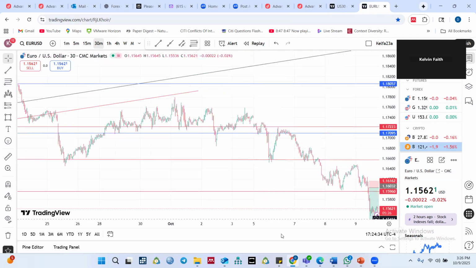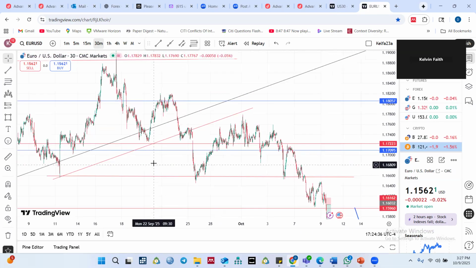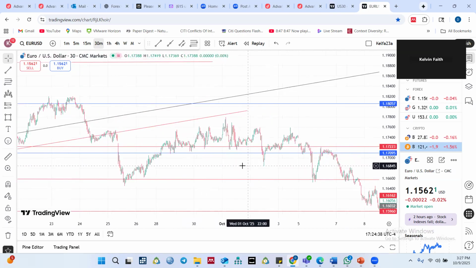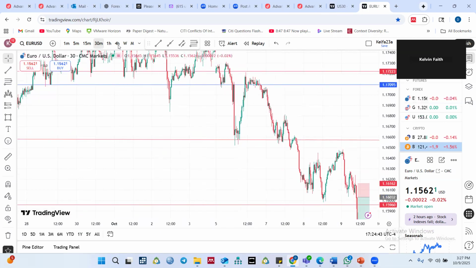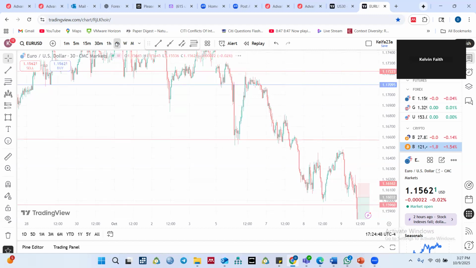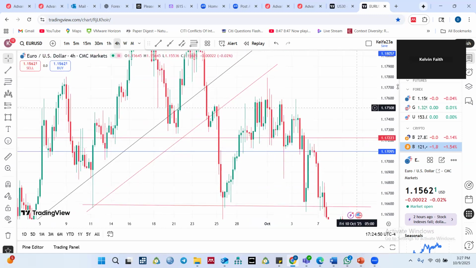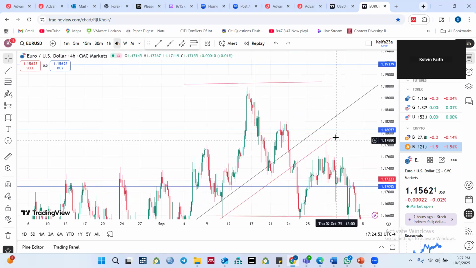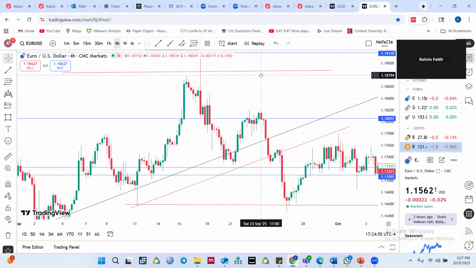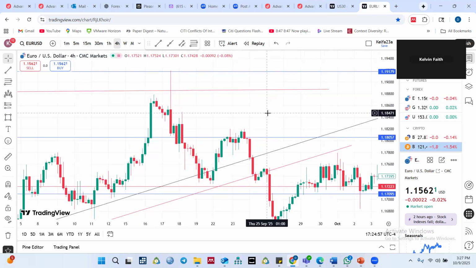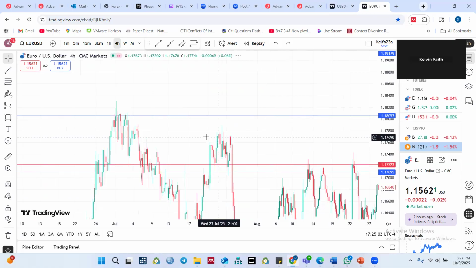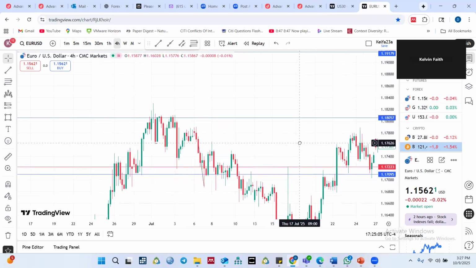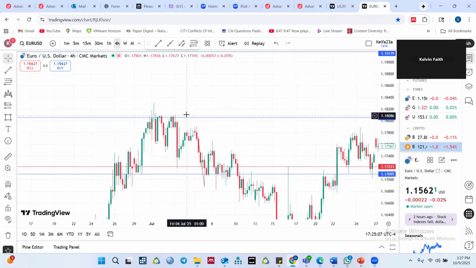Let's say this is Euro USD. Forget about the lines. Let's go to the 4 hour time frame on Euro USD. This is Euro USD, and this is on TradingView. So this is the 4 hour time frame. Have you guys seen where I've put the blue line up here?